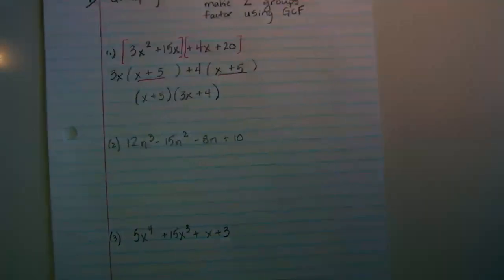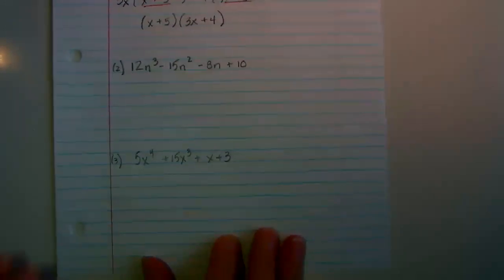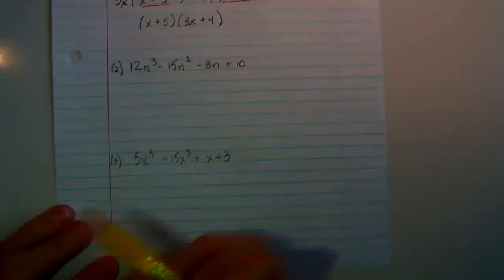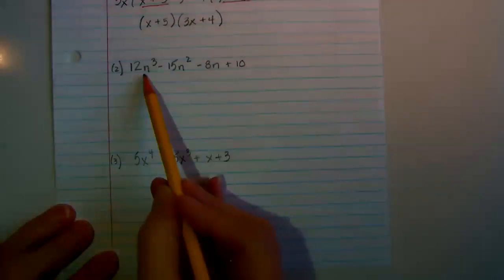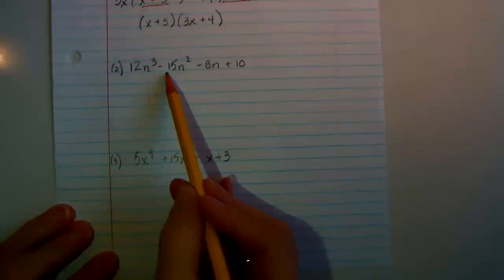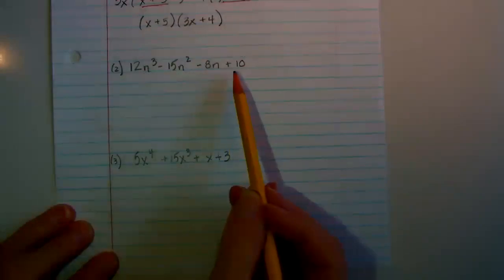Okay. Example number 2. Set this up here. All right. So again, first thing you'll notice is we do have our 4 terms. Okay, so we have 12n to the 3rd minus 15n squared minus 8n plus a 10.